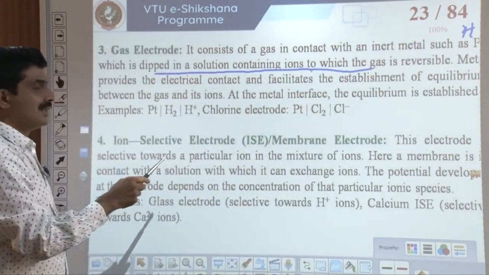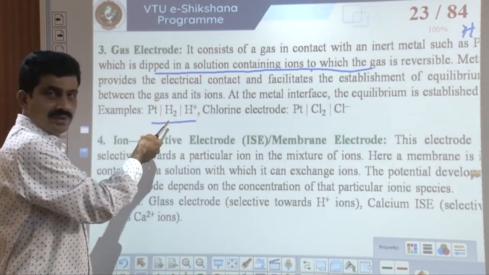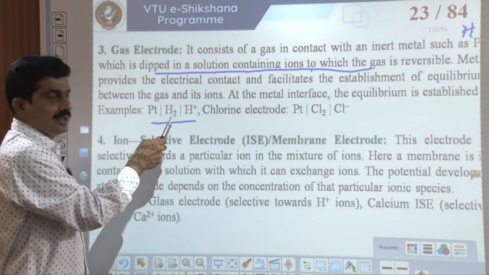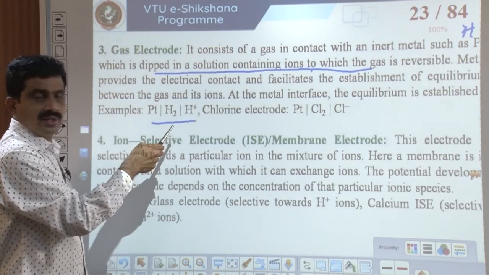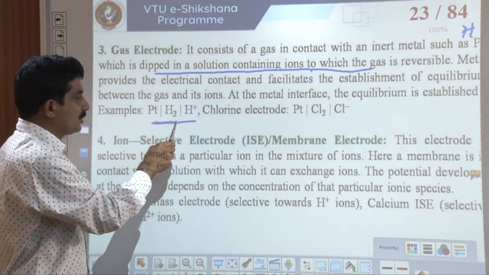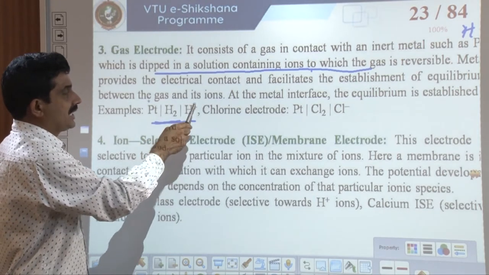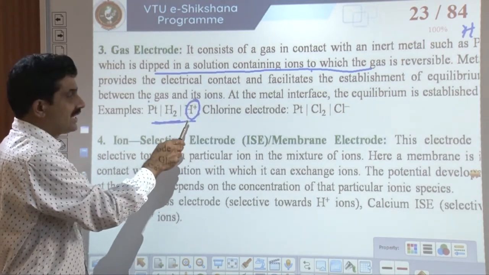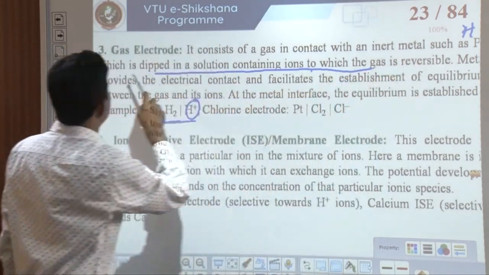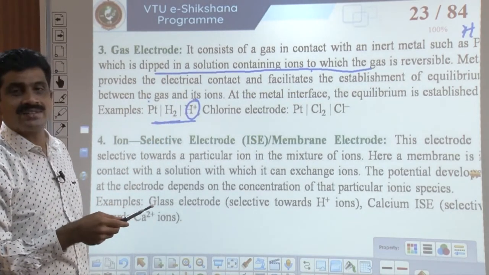The platinum wire or foil of platinum must be dipped in a solution containing the ions to which the gas is reversible. The best example is the standard hydrogen electrode, SHE, which contains platinum. Hydrogen is bubbled over the foil of platinum, and this platinum must be in contact with, it is dipped in HCl. So it is an inert metal such as platinum, dipped in a solution containing ions to which the gas is reversible.